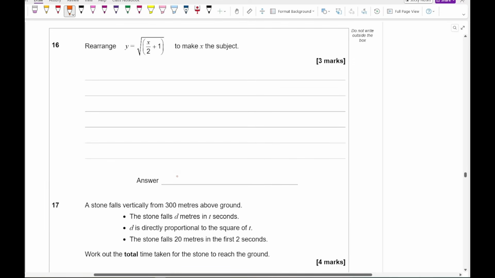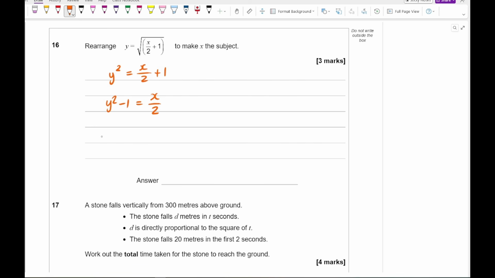Moving on to question 16, it says rearrange y equals root x over 2 plus 1 to make x the subject. So the first thing we need to do is get rid of the square root, so we square it, and we end up with this. Then we take away the 1, and then we need to multiply everything by 2, so it's going to be 2 lots of y squared minus 1 equals x. So you can either leave your answer like this, or you can expand the brackets, in which we get 2y squared minus 2. So any of these variations would be absolutely fine for your answer.